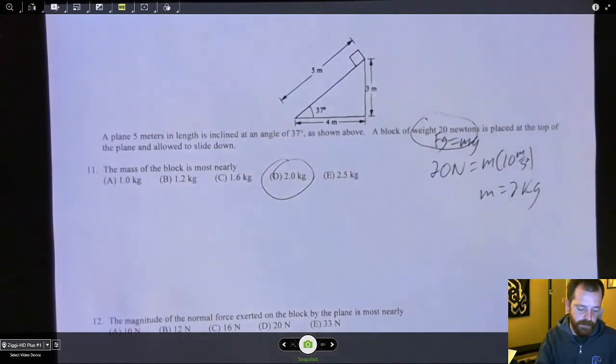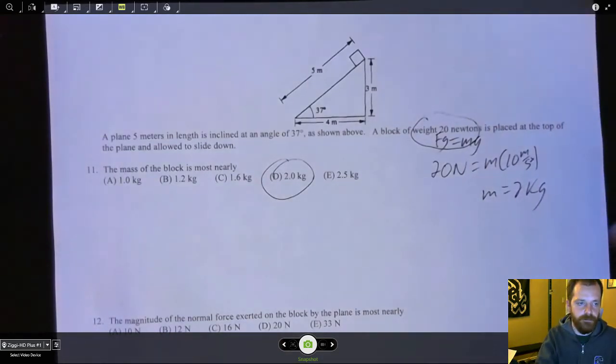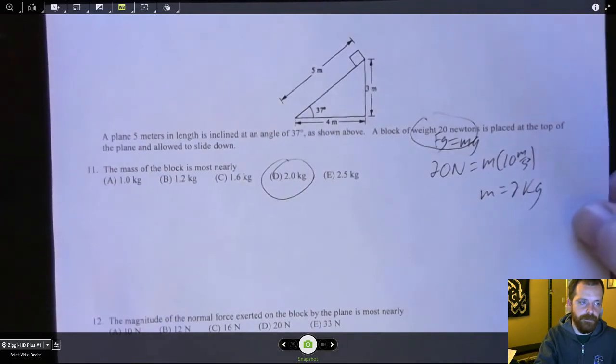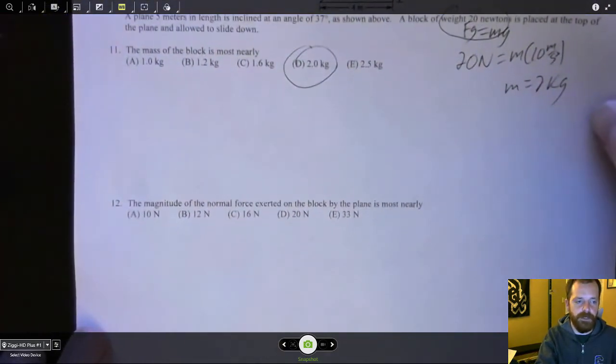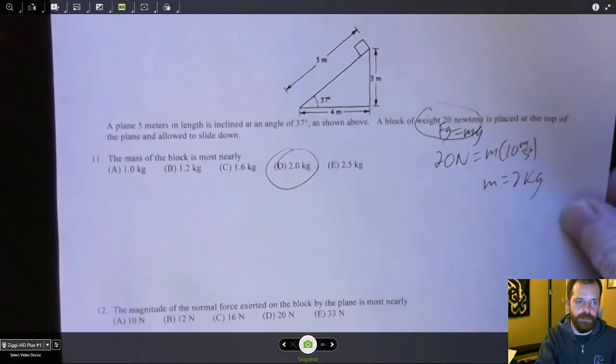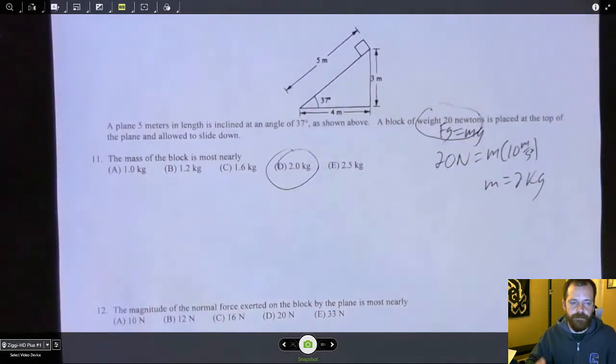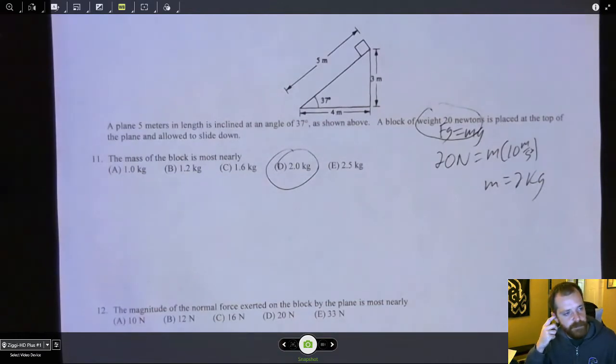Now, the next one says the magnitude of the normal force exerted on the block by the plane is most nearly what? Okay. So, we're not told anything about friction here. But we are told that the block weighs 20 newtons, allowed to slide down, and that's basically it. Then we got a 3, 4, 5 triangle.